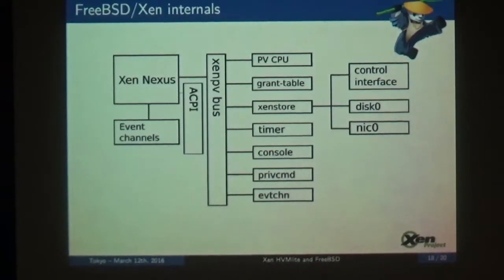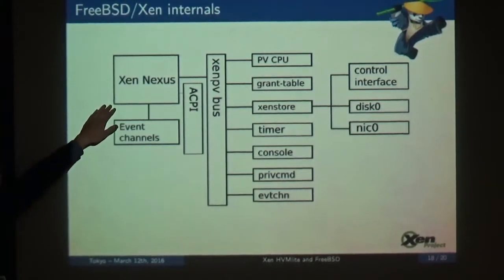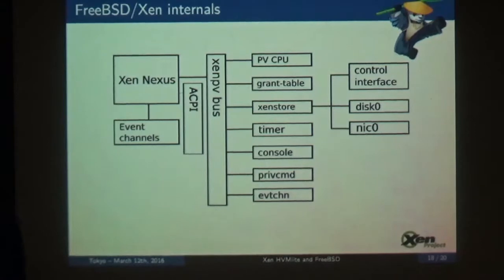And finally, I also have a high-level diagram of what the current Xen implementation inside of FreeBSD looks like. We have a Xen Nexus, which is a specific Nexus that takes care of setting up some of the low-level infrastructure for Xen. It sets up the grant table, and it also sets up the event channel interface, which is the interface that is in charge of sending and receiving interrupts.